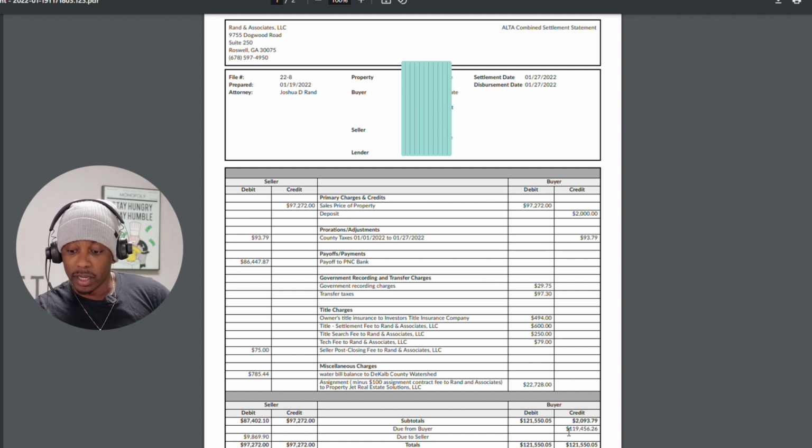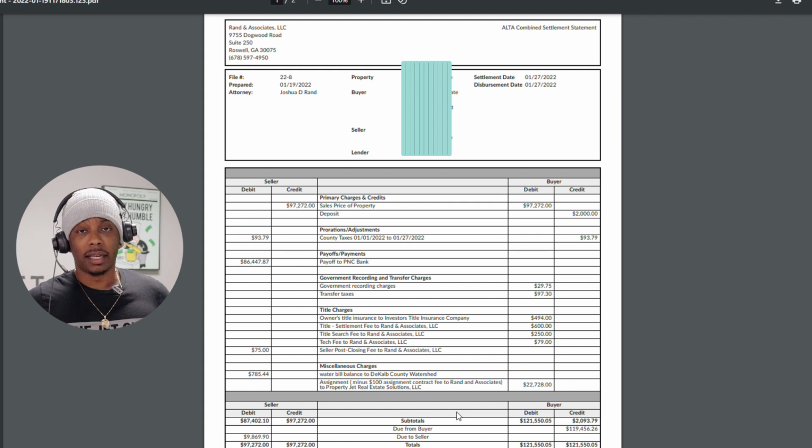So the difference between these two numbers is gonna give us $119,456.26. So the buyer has to come to the closing table with this amount, the seller has to get this amount, and the difference of that will be the assignment fee, all right? And there are all the totals at the bottom. And that's pretty much how you read a settlement statement for an assignment transaction.